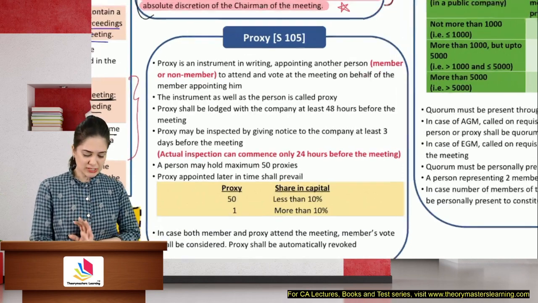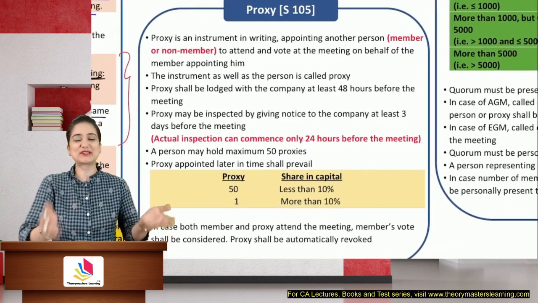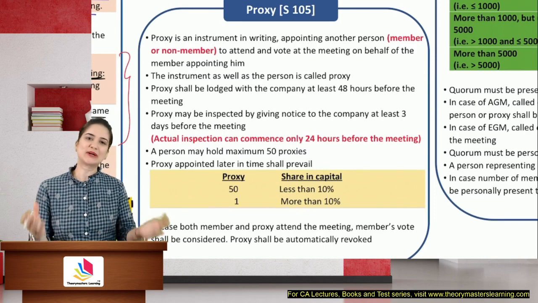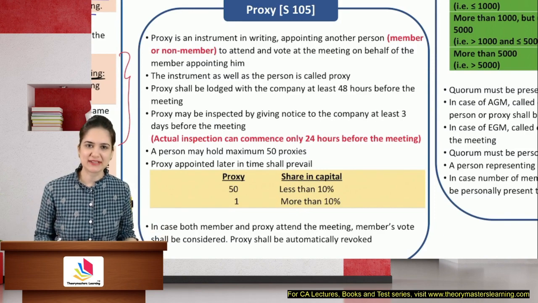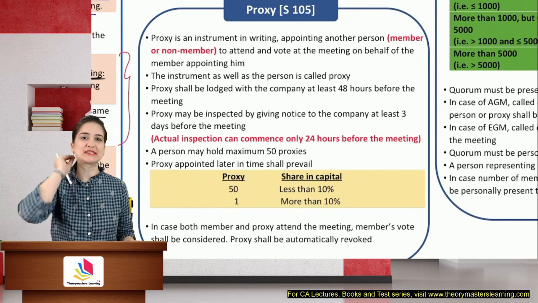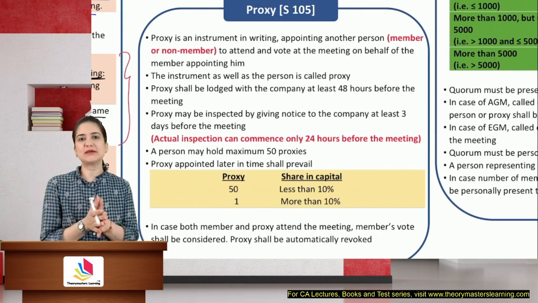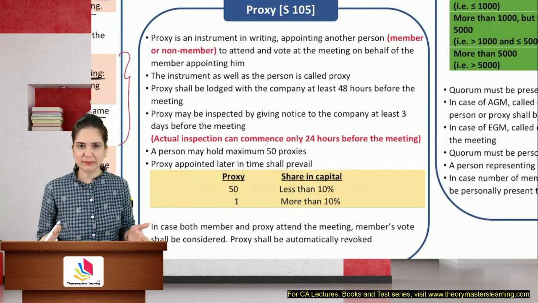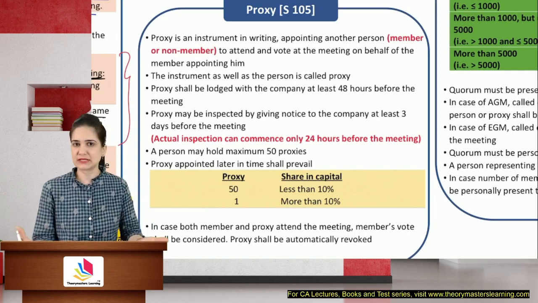Now, who is a proxy? It has the same meaning which you know in college. You are not attending the lecture, so you ask your friend to attend. That person who's attending the lecture for you is your proxy. So proxy means the member is not able to attend the meeting, so the member authorizes a person to attend the meeting.